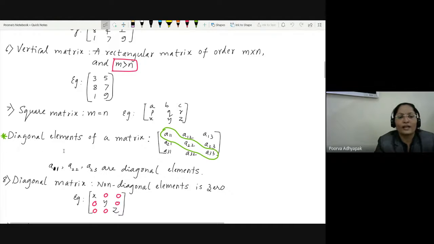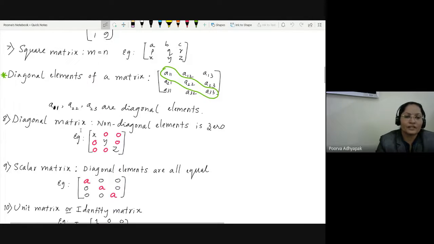Next, the diagonal elements of a matrix. In general, I have taken this matrix, and here the diagonal elements are A11, you can see the mark, students, A11, A22, A33, the principal diagonal elements. From this point you have to start and just come diagonally towards the extreme end. So these are called diagonal elements. Here the same thing is written, A11, A22, A33 are diagonal elements.